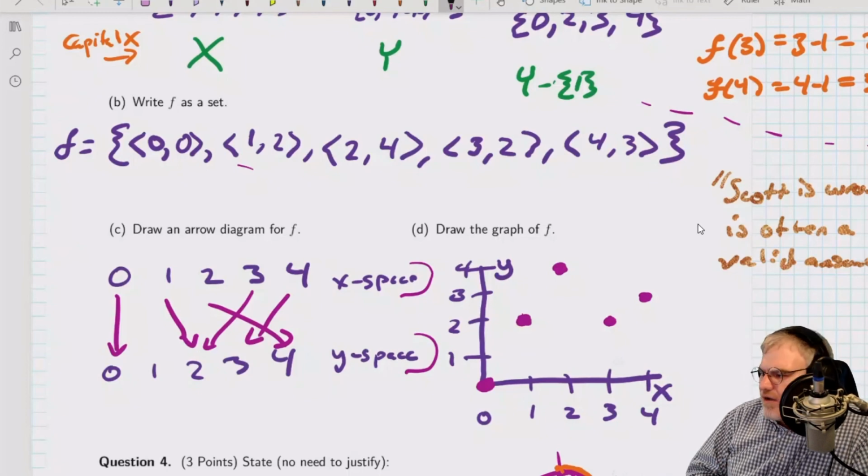So that's just a little arrow diagram. If you're having trouble with that, by all means, come see me during office hours. Let's talk. I want you to be comfortable with that notation because it's actually very, very useful.